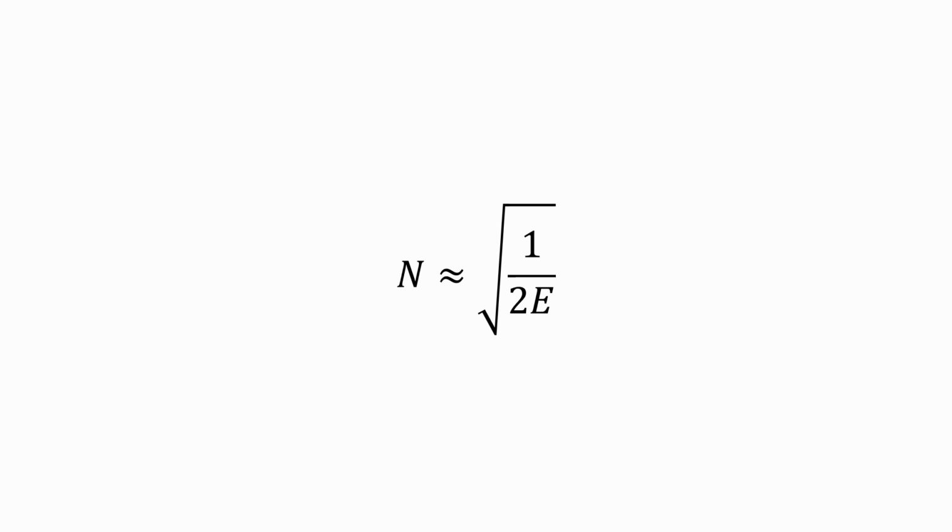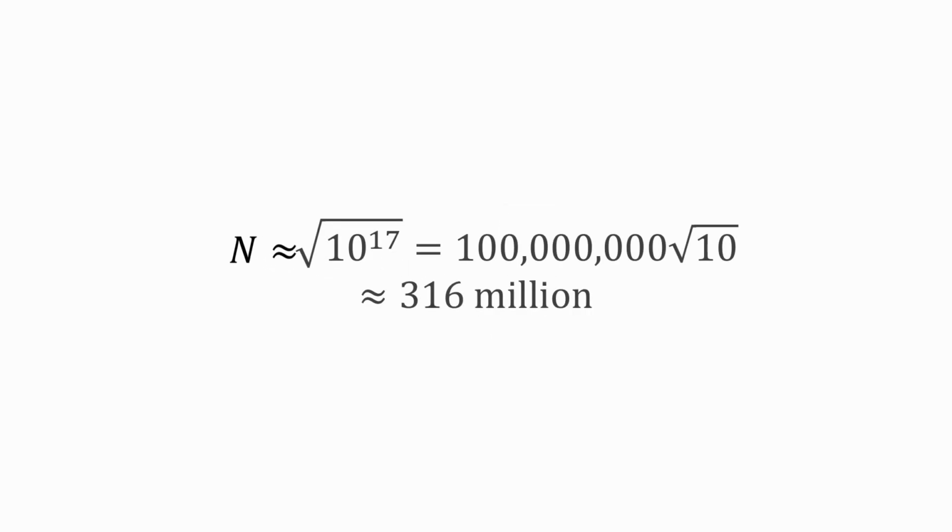We wanted to know how many terms you would need to add together in order to get an error of 1/2 times 10 to the minus 17. If we simply let e equal 1/2 times 10 to the minus 17, we get about 316 million terms. That's roughly how many terms of the original series you would need to add together to get an approximation as good as the Euler-Maclaurin formula did in about 20.